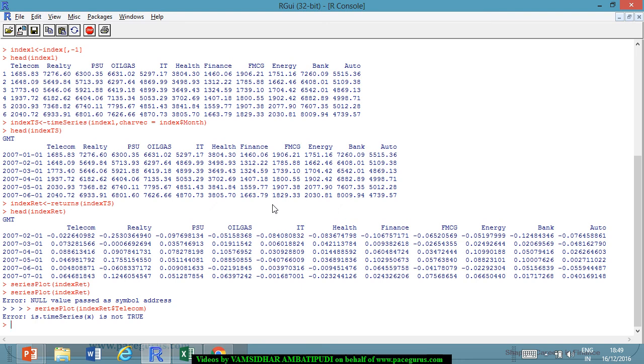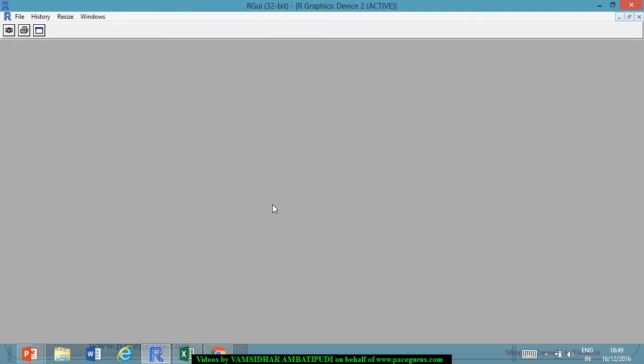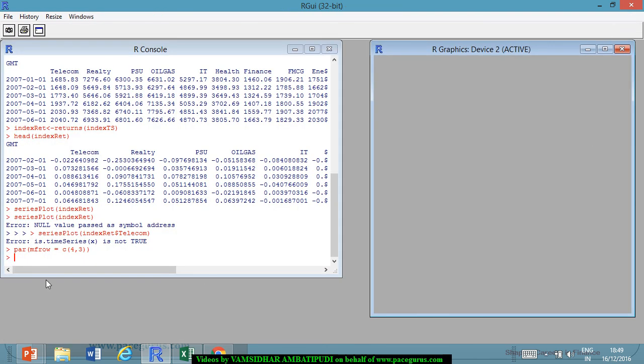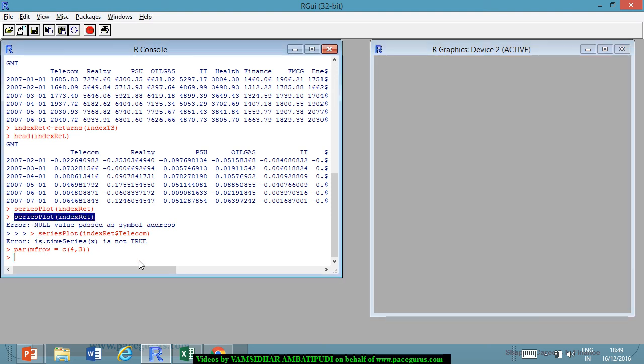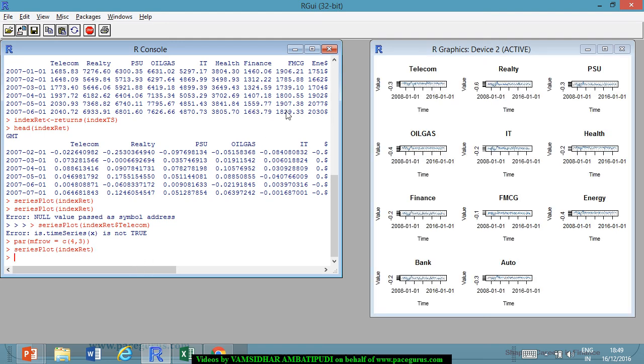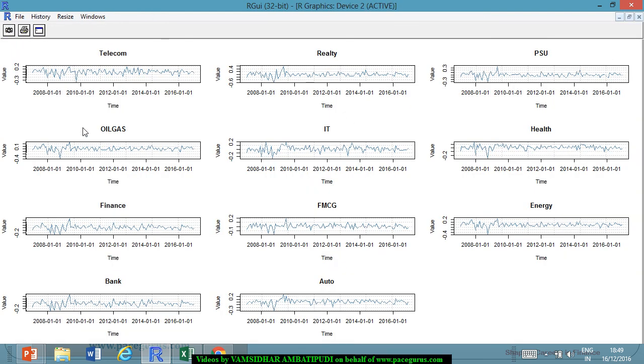So what I can very well think of here is, let me do a par mfrow c, because I have 11 sectors. Let me set it as 4 comma 3, 4 rows 3 columns, right? So once I set this, this is the kind of graph layout that I am setting out here, and based on this I can think of doing the series plot of all of them. So now this is how I am getting the series plots of all of them.